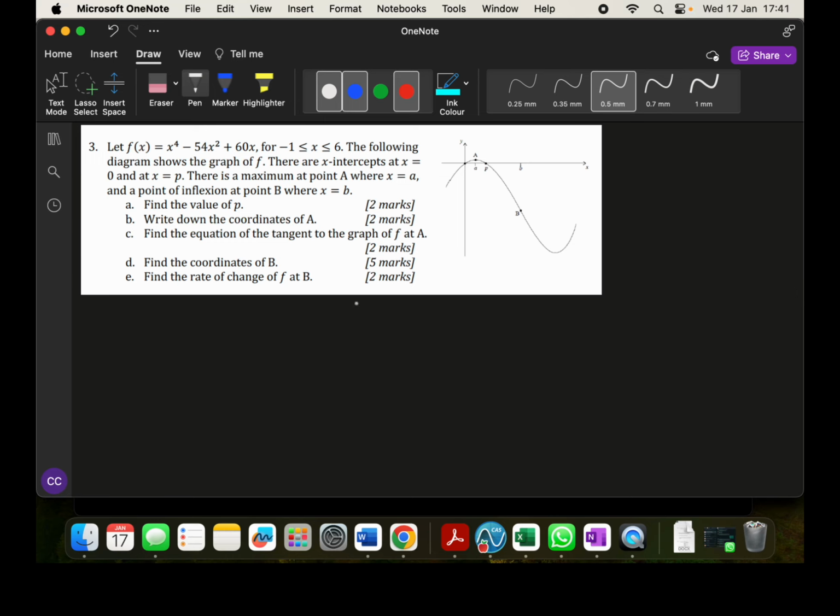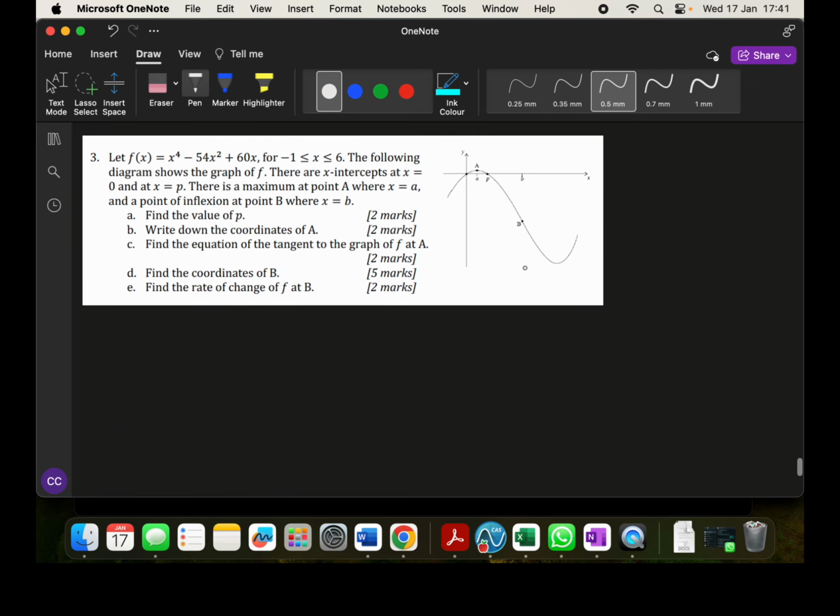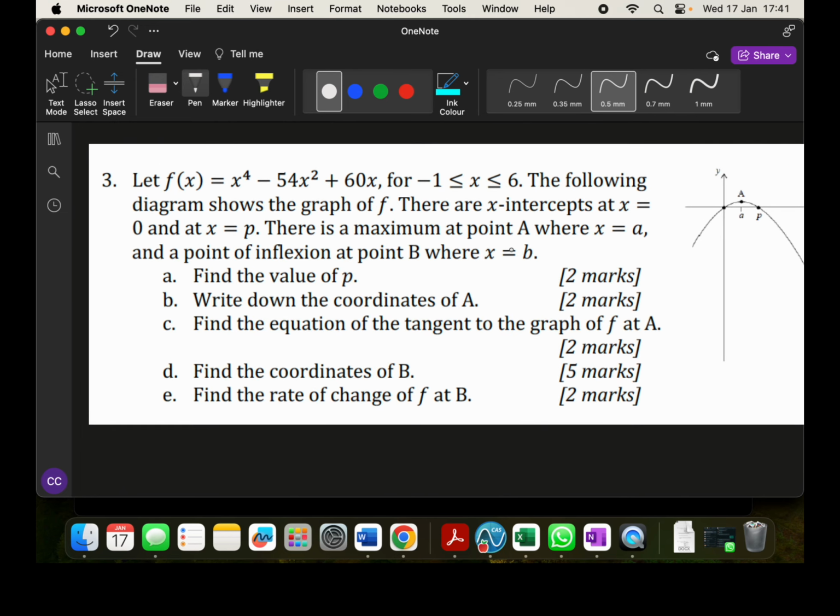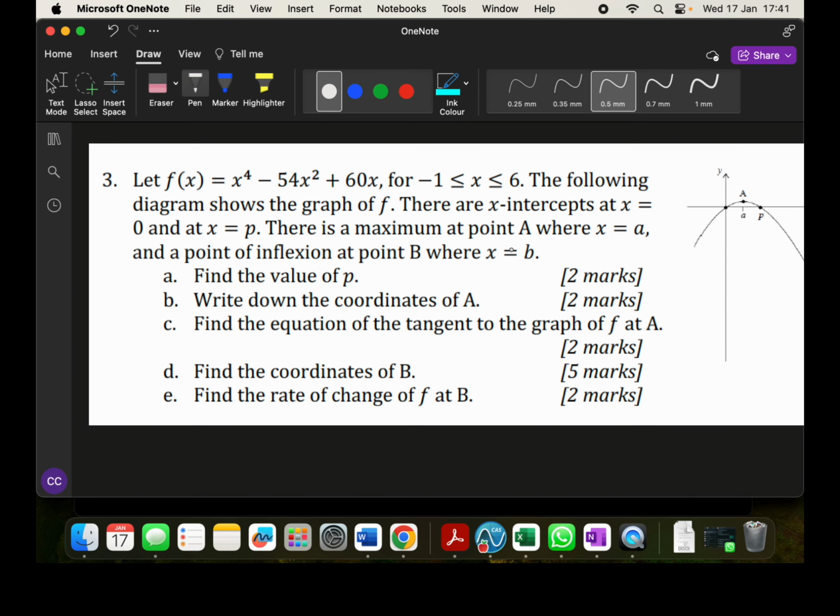Okay, this is number 3 from the most approachable question. We're given a function and we're given its graph from -1 to 6. We're told some information about it. We know that the x-intercepts are at 0 and at wherever x equals p. We're first asked to find what x is p.